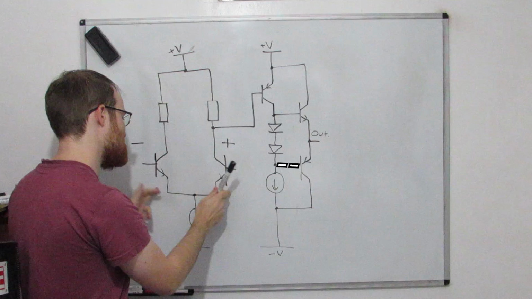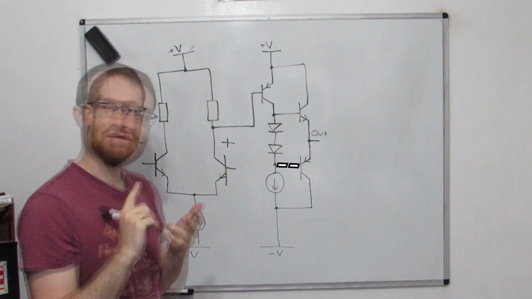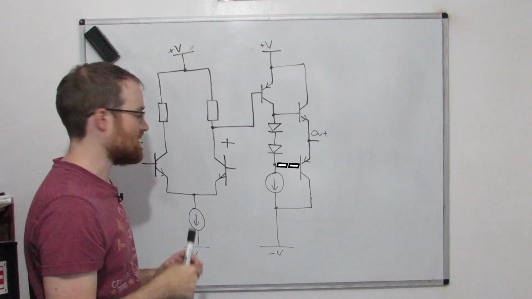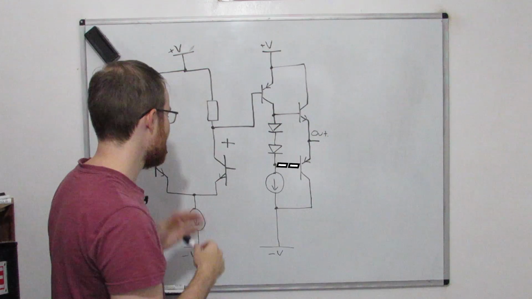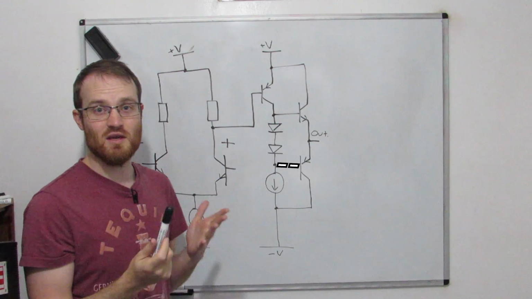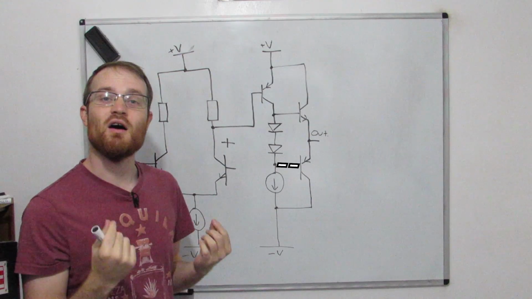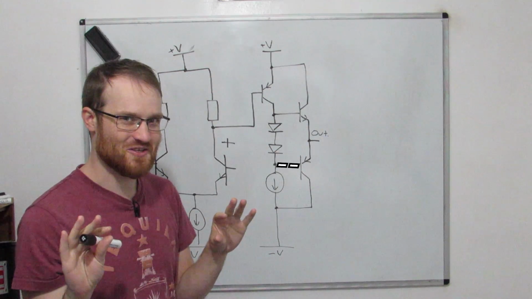You won't often see BJTs at the input. You'll usually see either Darlington pair of BJTs, which is basically two BJTs one after the other, or you'll see a different type of transistor called a JFET, which for the purposes of this video we can think of as working just the same as a BJT, only it's got a very high input impedance. There's a little bit more to it than that, but we're just going to gloss over that for now.